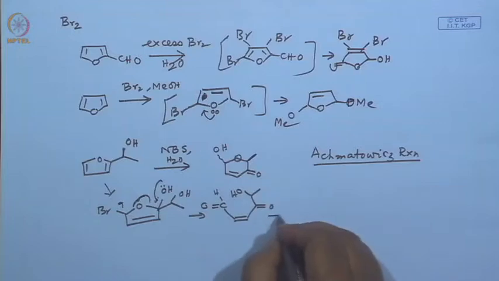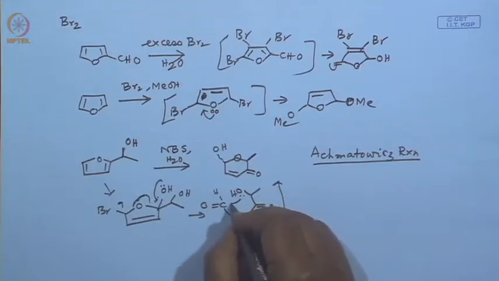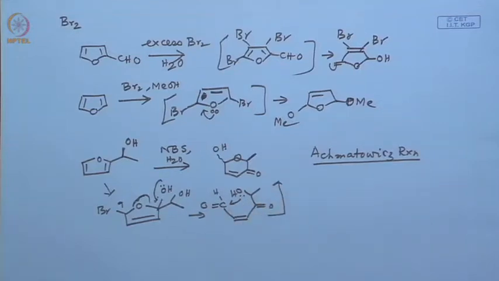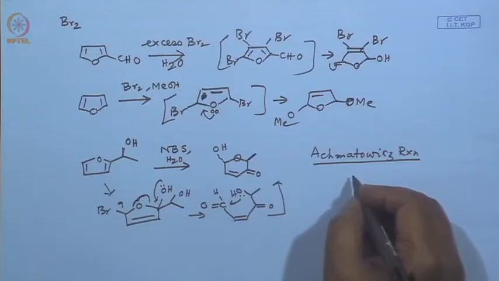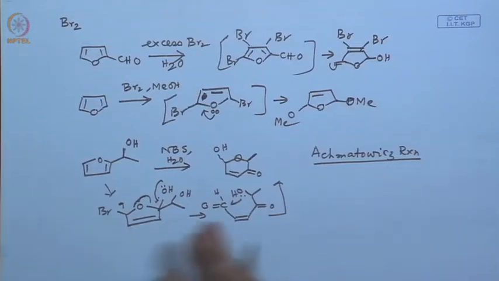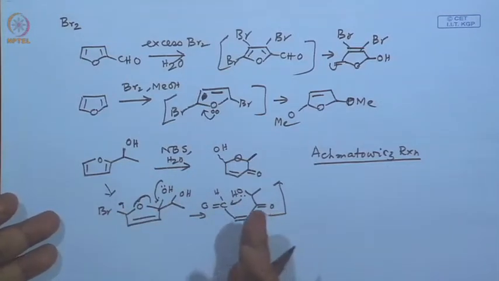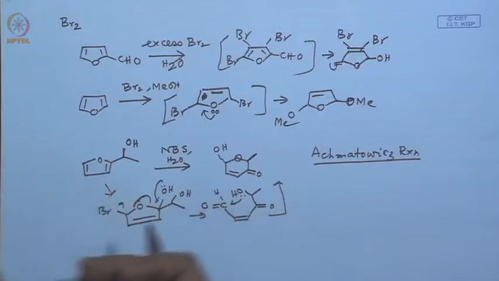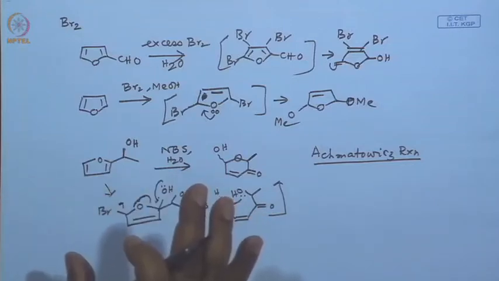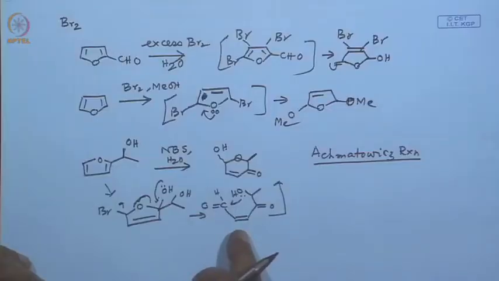Ring closing takes place. This is a very useful reaction, and this particular reaction is now named as the Achmatowicz reaction. If you look at the mechanism, it is a very simple one: addition, ring opening, and ring closing. Chemistry wise, it is not a great one, but it has been used on several occasions, especially the substrate. The pyranone is very useful in many synthetic transformations.